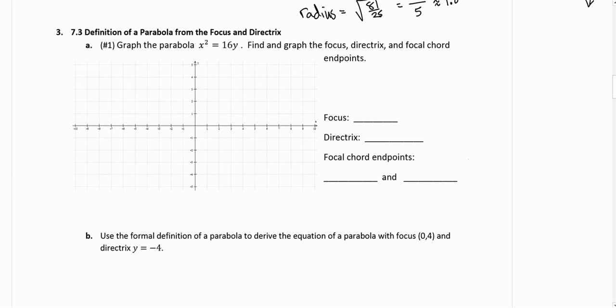All right. Number 3 is coming from section 7.3, the definition of a parabola from the focus and directrix. Part A is taken from number 1 from our worksheet or our homework. It says to graph the parabola x squared equals 16y. First step here is to solve for y. And so I'm going to swap 16y and x squared. And it's really a 1 times x squared. And then divide by 16. And you end up with y equals 1 over 16 x squared.